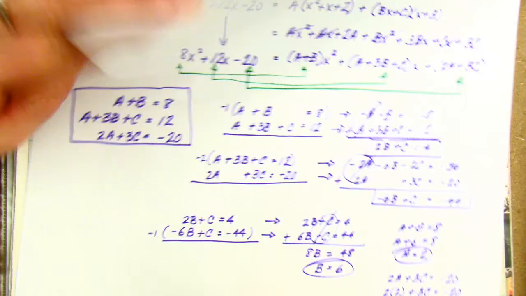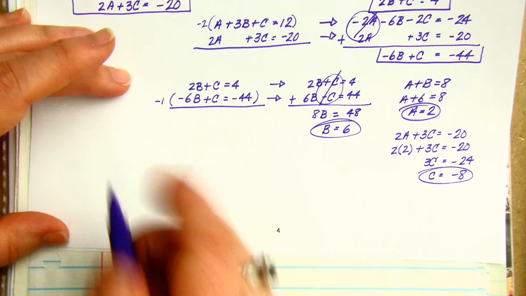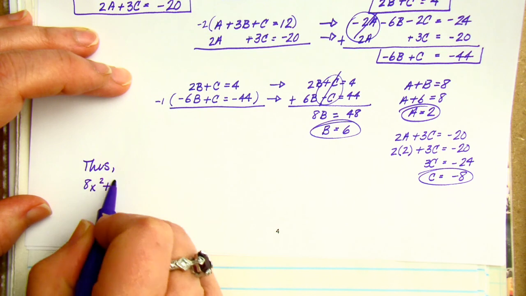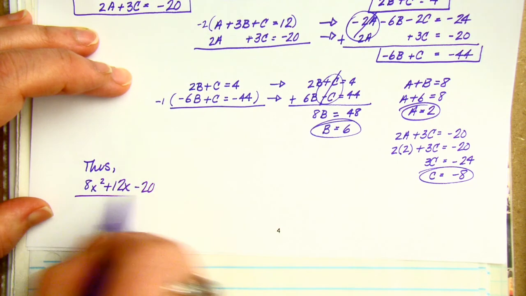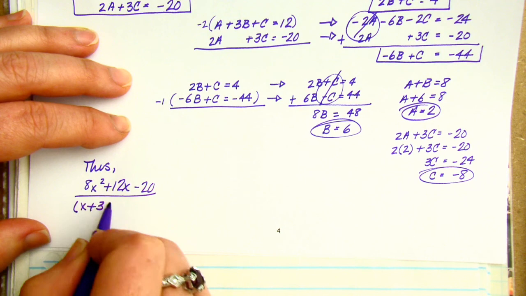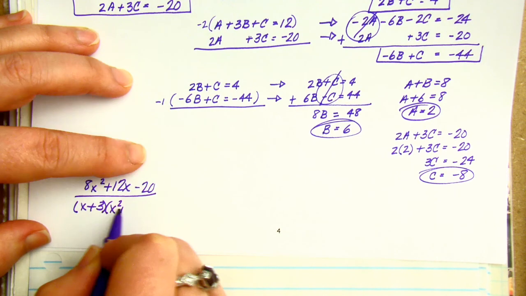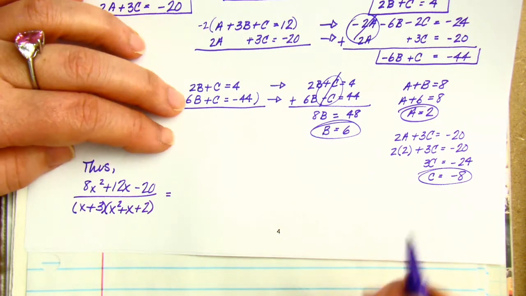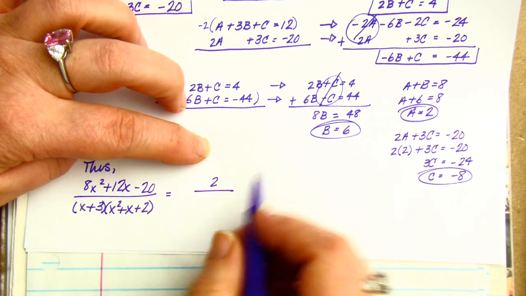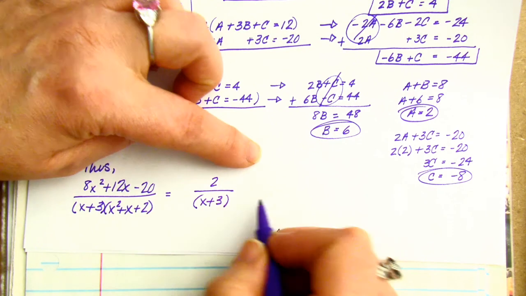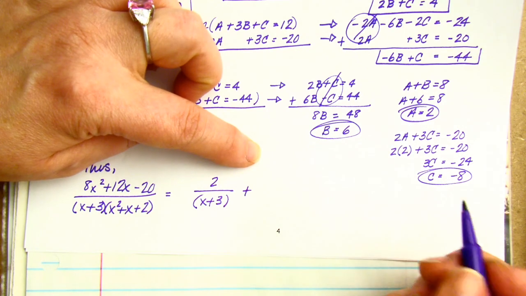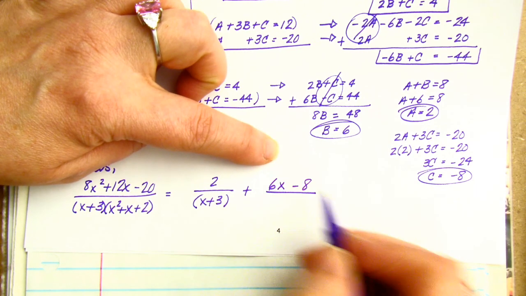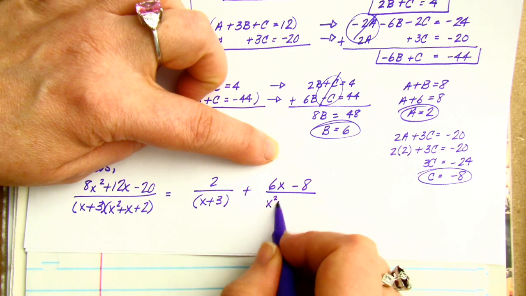So I'm ready to write my partial fraction decomposition. Let's say thus 8x squared plus 12x minus 20 divided by x plus 3 times this trinomial equals, my a is 2 plus bx plus c now in the top. B is 6, so that's 6x plus c. C is negative 8, so that's 6x minus 8 over the trinomial.